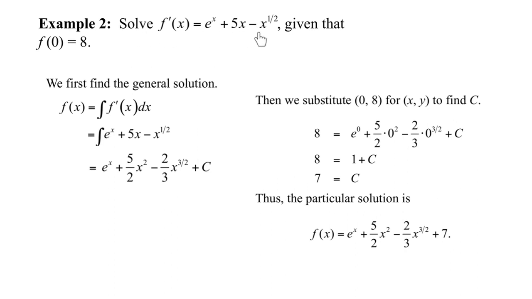In this question, we need to solve this equation with a given condition. That means we need to find a general solution. Then we find the constant c by using this condition. So first we will find the general solution by integrating both sides. If you integrate f prime, you will get f of x. Integrate e to the x, that is just e to the x. The integral of 5x is 5x squared divided by 2. Integrating this one, add 1 to the exponent and divide by the same. So you will get x to the 3/2 divided by 3/2. That is basically multiplying by the reciprocal of that number, plus c.